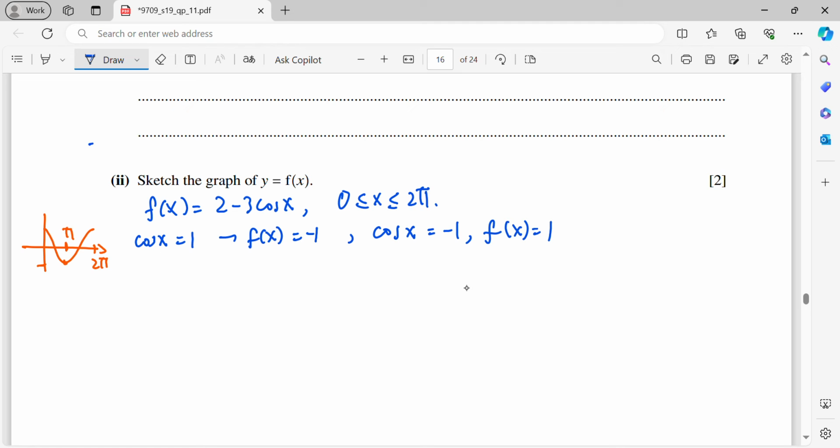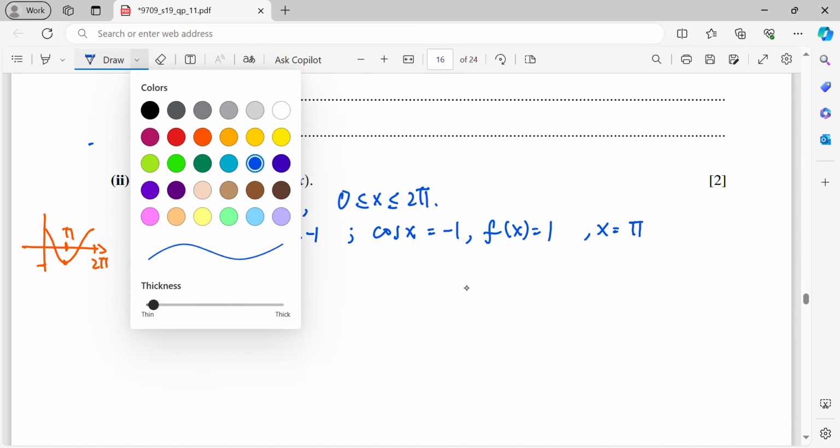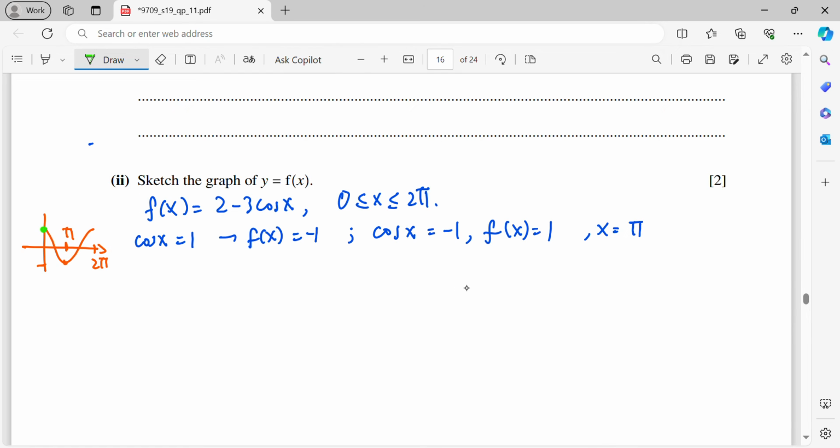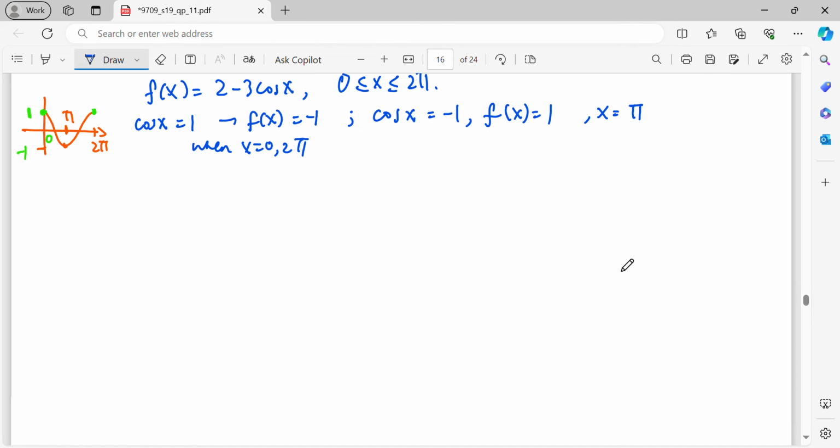So this is when x equals pi. And when cos x equals 1, you are referring to these 2 points, because here is 1, which is 0 and 2 pi. So that means this happens when x equals 0 and 2 pi. Okay, so now with this, I can just sketch a graph.